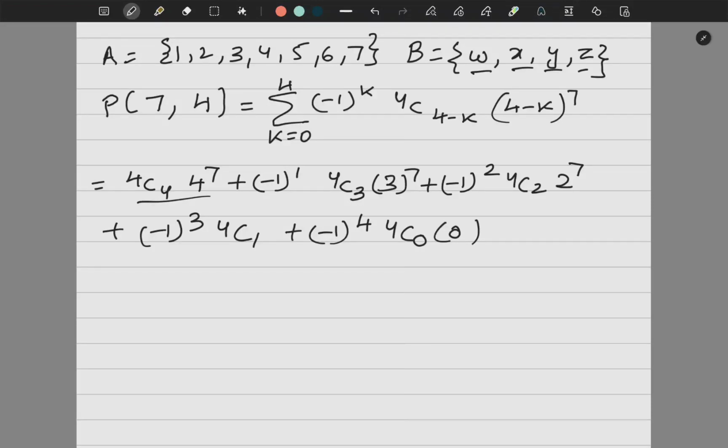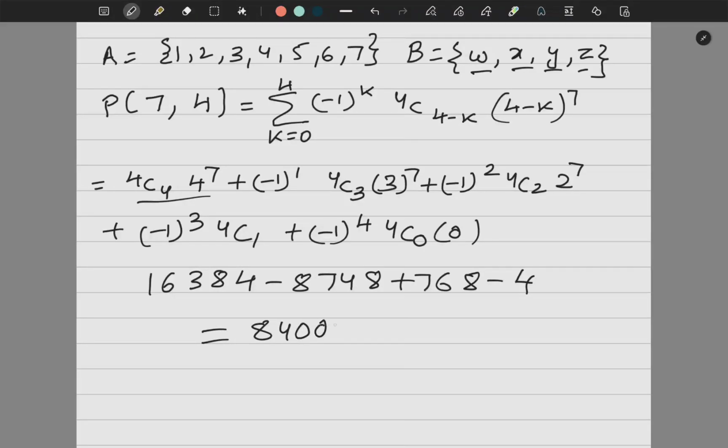Now use your calculator and solve all these values. nCr is also there in your calculator. Use nCr directly, okay? You can save a lot of time. I know it is easy to do it, but then also use the calculator and get your answers. So this is equal to 8400. So this is my answer.